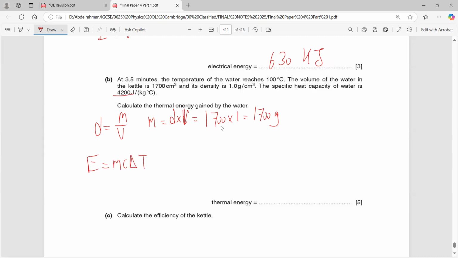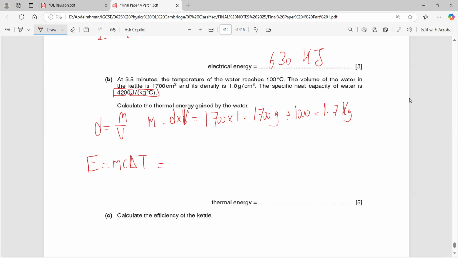The mass is 1700 grams, but C is 4200 joules per kilogram degree Celsius. So you need to convert. By the way, in most questions you wouldn't be required to convert, but in this case you have to. Why? Because the mass is in grams and the C is in joules per kilogram degree Celsius. The easier way is to simply convert the mass into kilograms, divided by 1000, which is 1.7 kilograms.